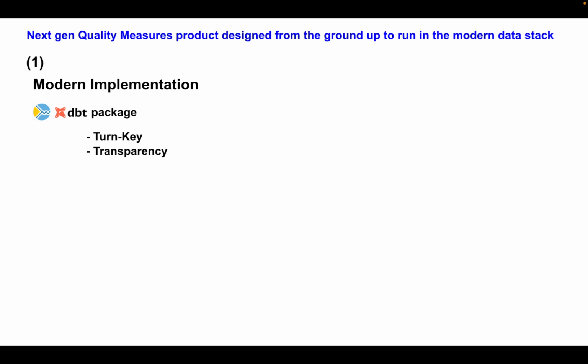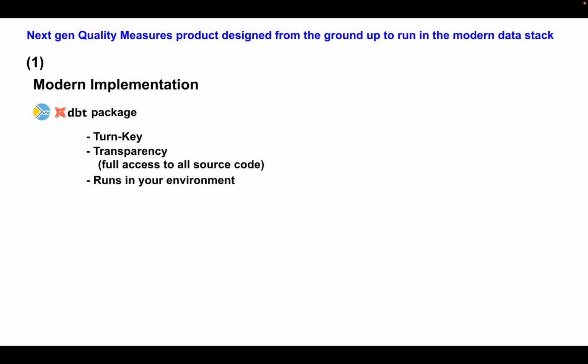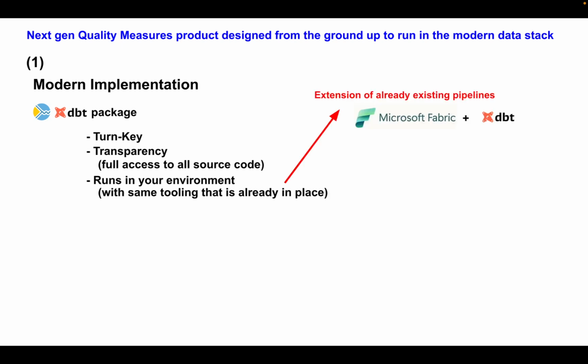Second of all, transparency. Because you have access to the DBT package, you have full access to all source code, and the logic to compute all the measures is written in SQL inside DBT models, so you can inspect and understand all of the logic that goes into this. This runs in your environment. Again, because it's a DBT package, you're using the same tooling that is already in place, and it's just an extension of your existing pipelines of using your cloud data warehouse plus DBT.